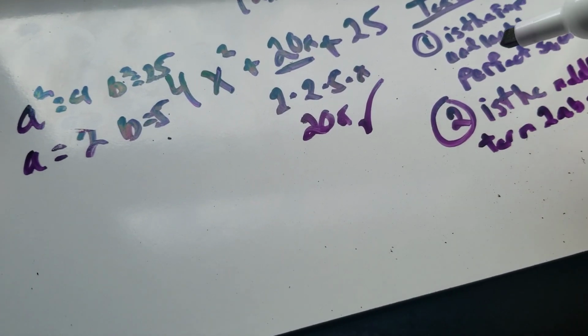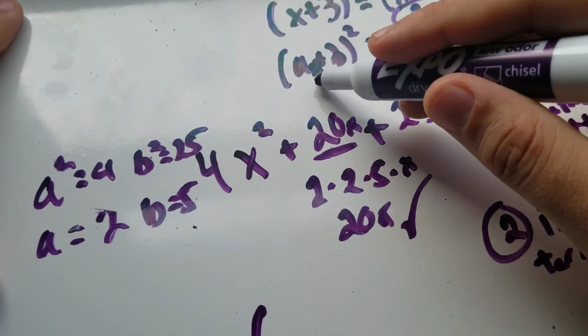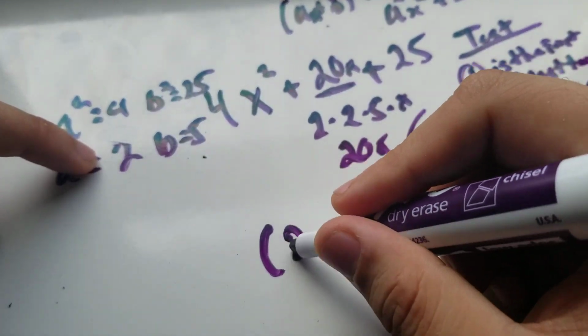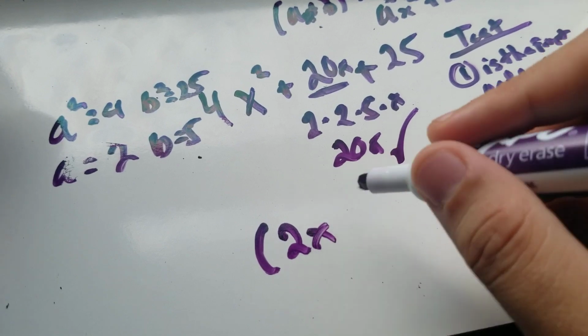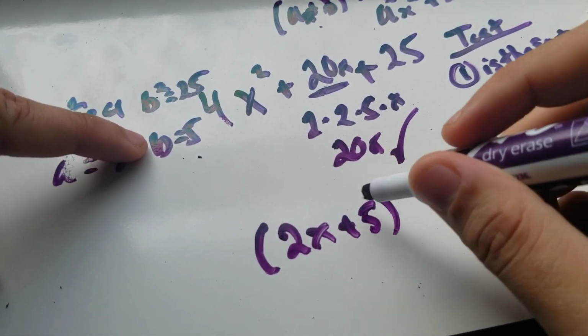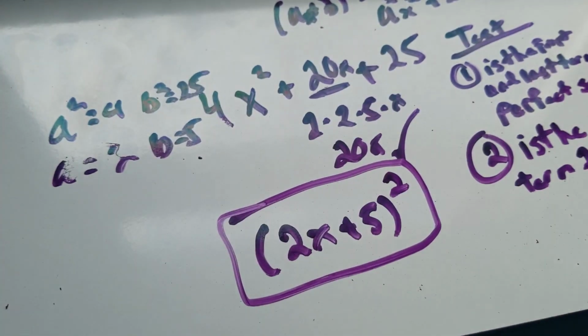Since it passed the 2 tests, now I could write it as ax plus b squared. So what was a? 2. What is x? Well, that's x. And what's b? Well, that's 5. So 2x plus 5 squared is your answer. Okay.